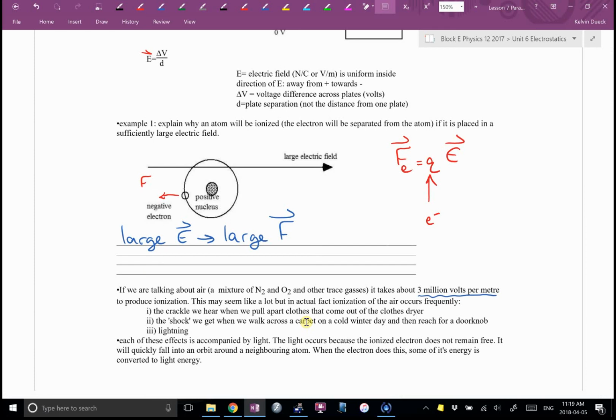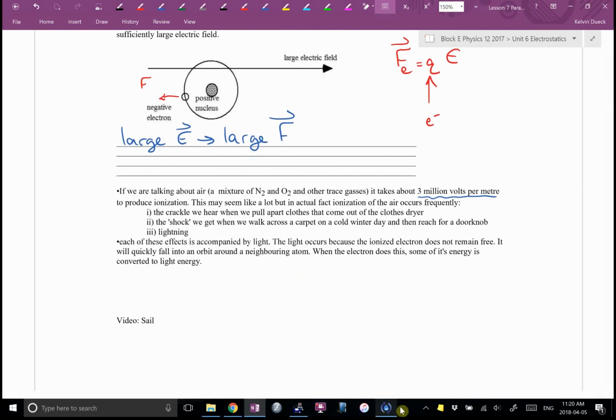Each of these shocks is accompanied by light. And the reason is when the electron jumps to a neighboring atom, it doesn't just stay free. It wants to settle into an orbit and it has to lose some energy to do so. Energy's got to go somewhere. It goes into light energy. So it's also a little conservation of energy.